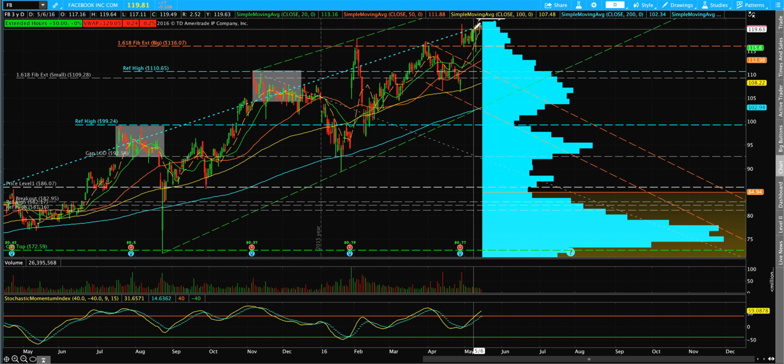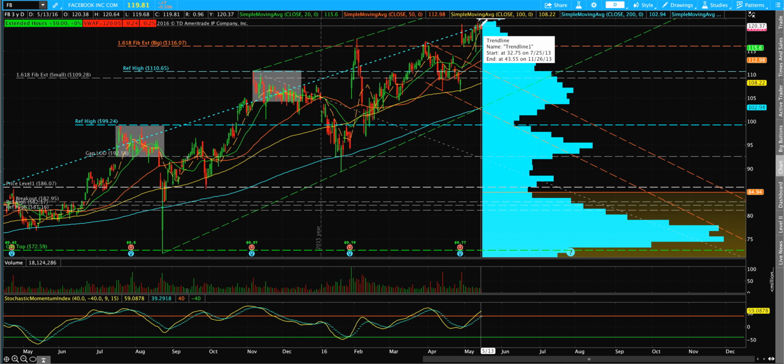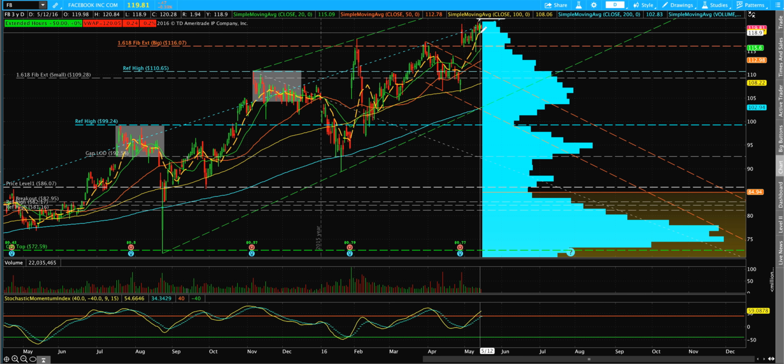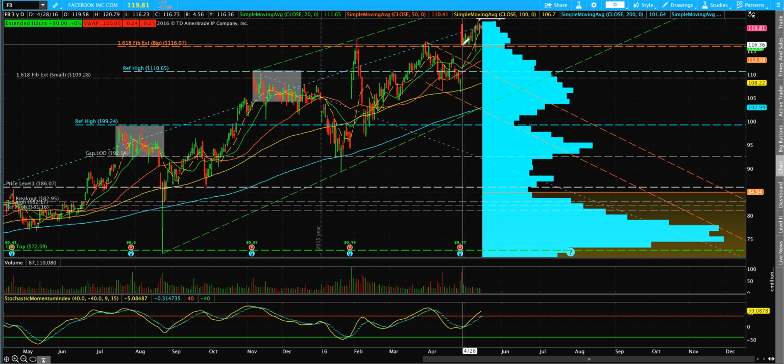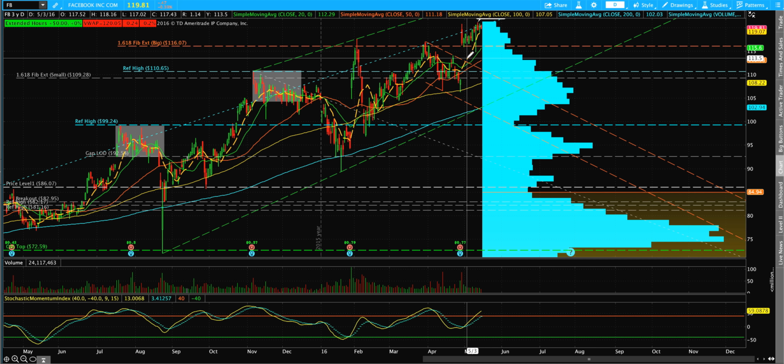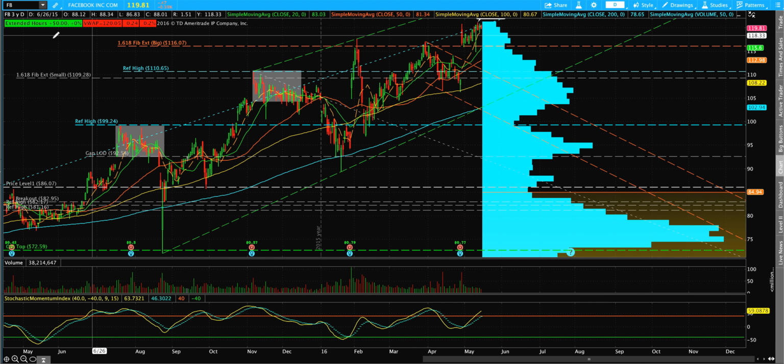I'm a little hesitant chasing it here if you've missed the run the whole time, just because it's right up against the progression line. So if you're long, I would stick with it, and you could use the 10-day as a first stop, or anything below this range of the 116s. You probably want to be flattening up.